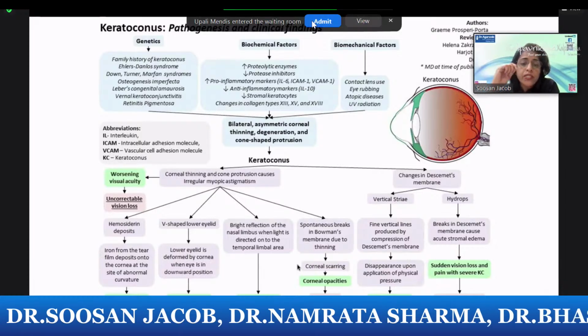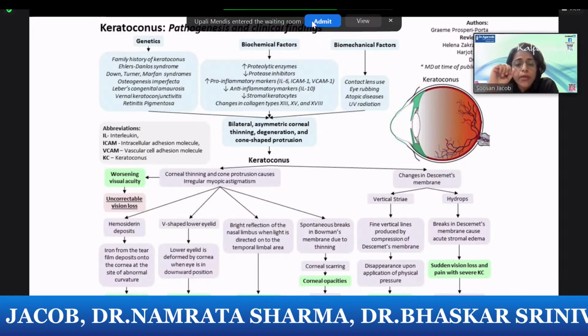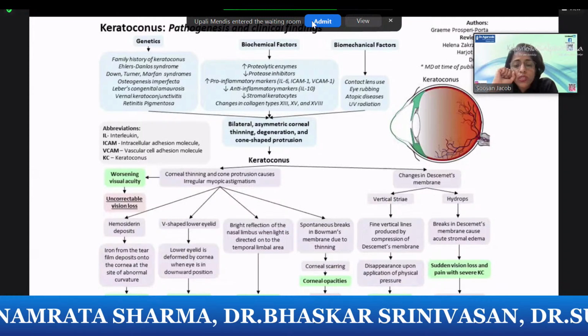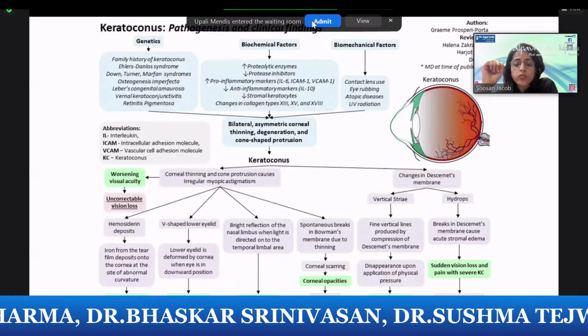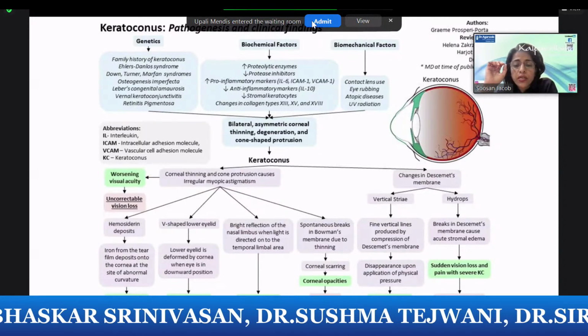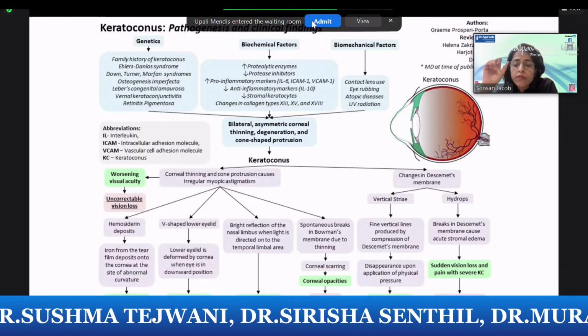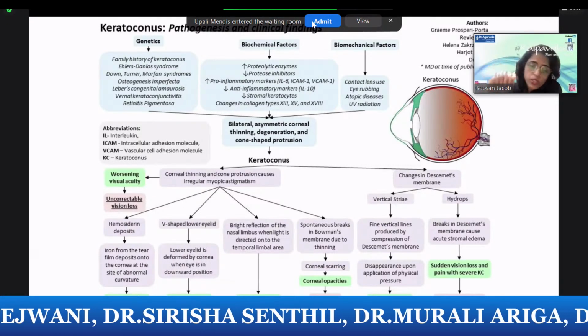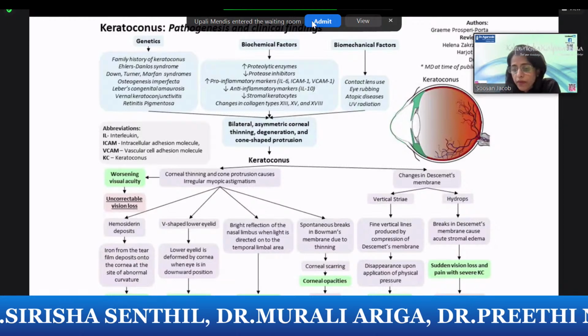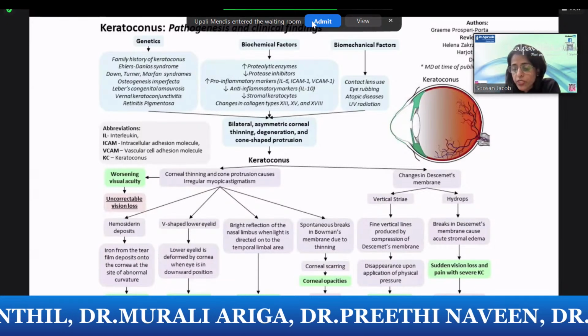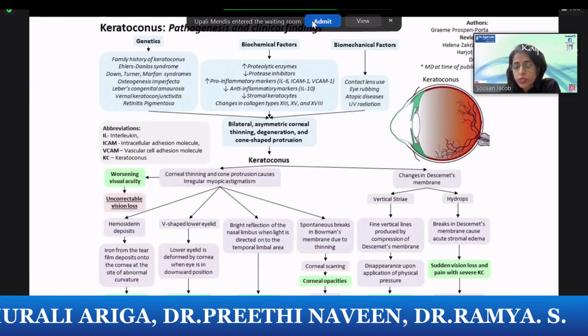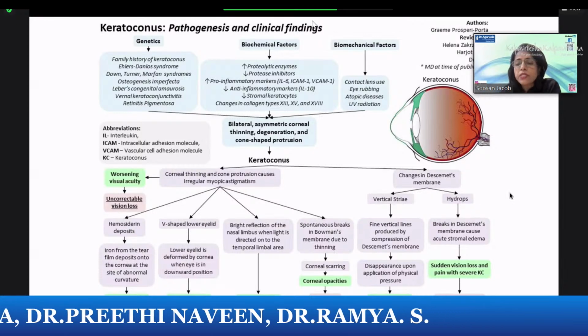If you shine the light on the temporal limbus, you can see that bright reflection on the nasal limbus. That's the Rizzuti sign. You can have corneal opacities because of spontaneous breaks in Bowman's membrane and corneal scarring, which can lead to visual loss. You can have compression of the Descemet's membrane, which is seen as fine vertical lines, which is what is known as Vogt striae. And you can have the acute hydrops, which happens in keratoconus because of the breaks in Descemet's membrane. So a lot of signs can be seen.